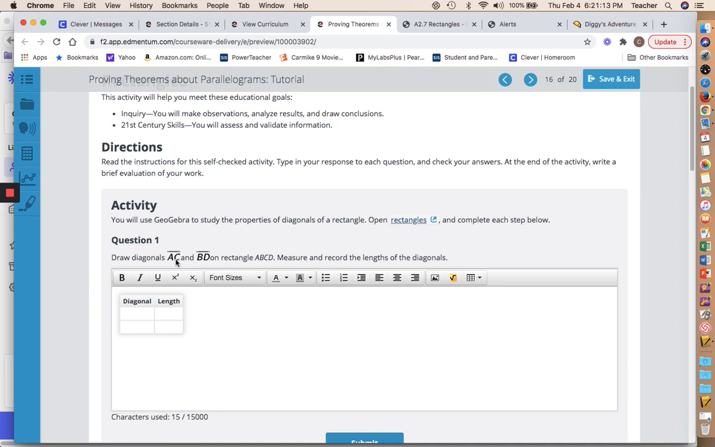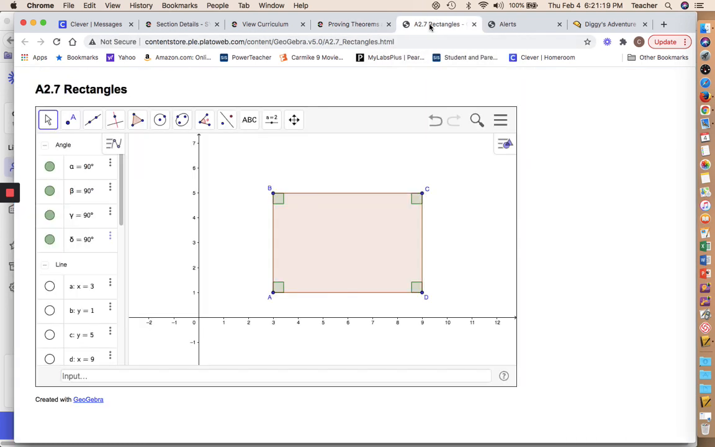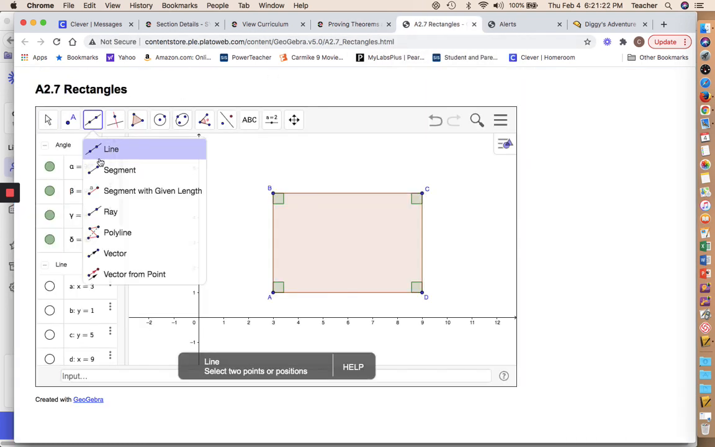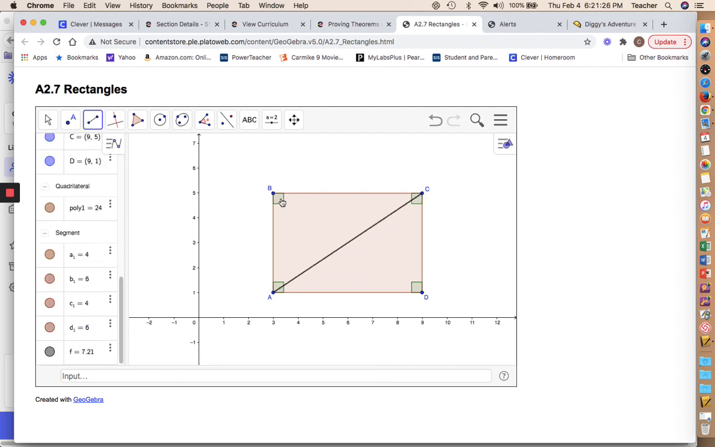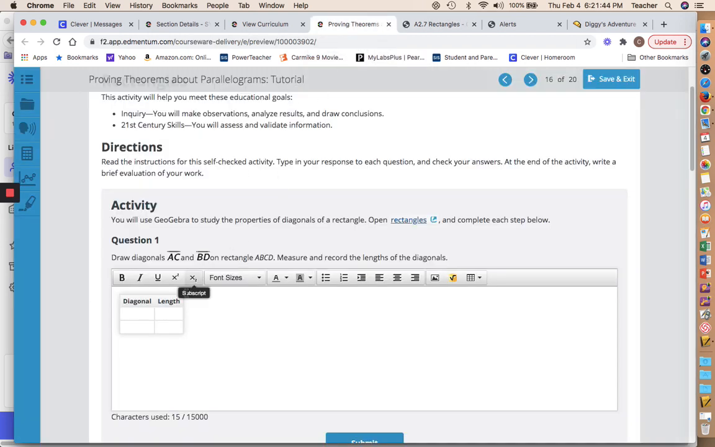Draw diagonals AC and BD on the rectangle. Measure and record the lengths of the diagonals. Okay, so AC and BD. So I'm going to come over here to segment. I'm going to click on AC. And I'm going to click on BD. And remember, anytime you do something in GeoGebra that's not already done, it turns it gray. So it looks like AC and BD are both 7.21. So the diagonals on a rectangle are equal to each other.